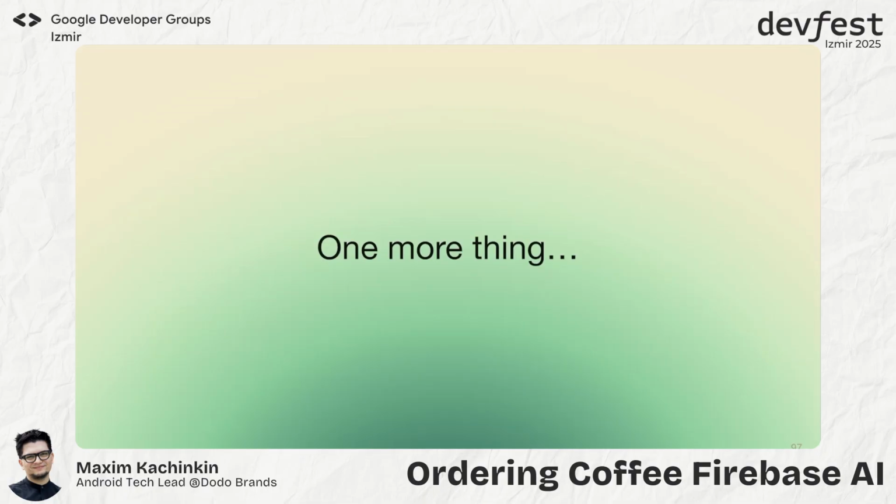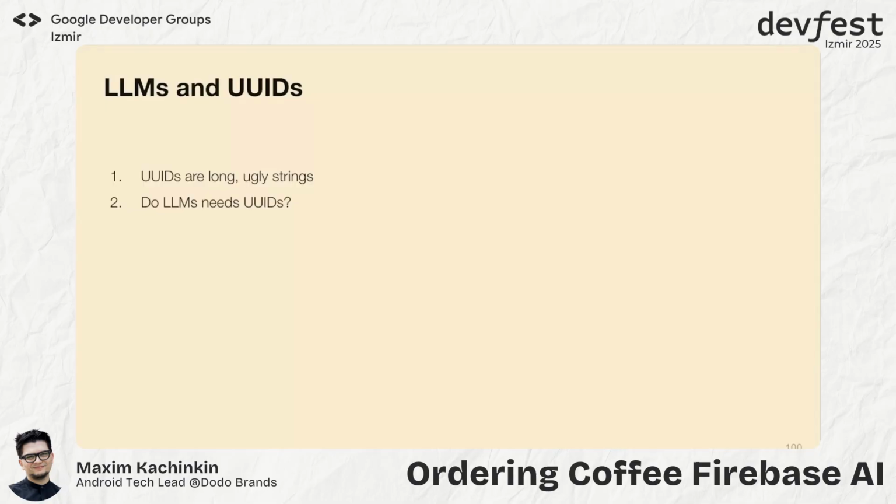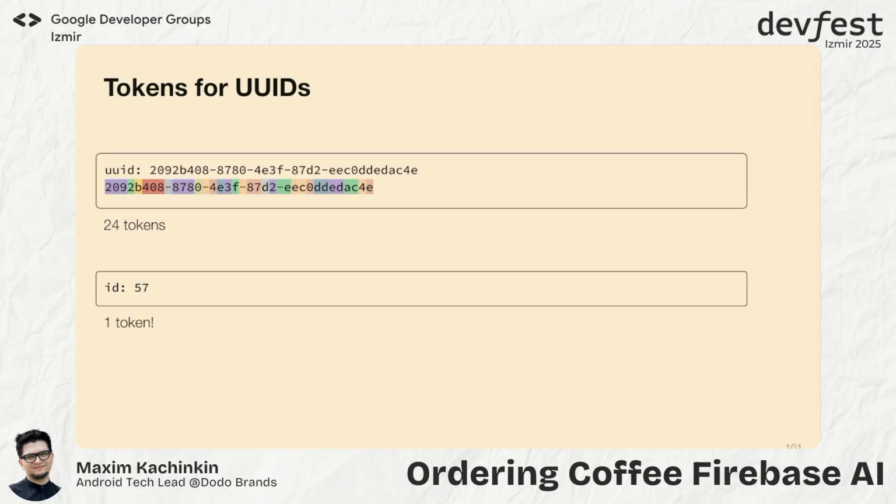One more thing. The whole talk, I told you that we need to send to the model only the data it needs, but not just only data it needs, but data it needs to reason. And we have a bunch of different data types. For example, UIDs. What are UIDs? UIDs are long, ugly strings, right? Does an LLM need those? No, because they cost about 24 tokens instead of 1 token for an integer.